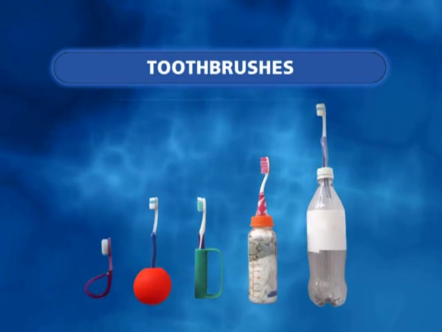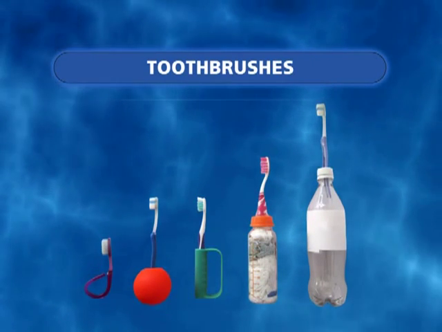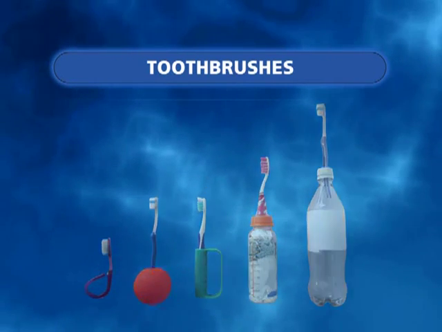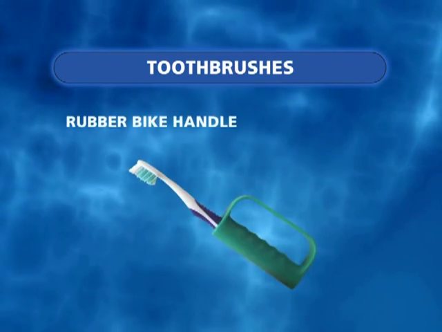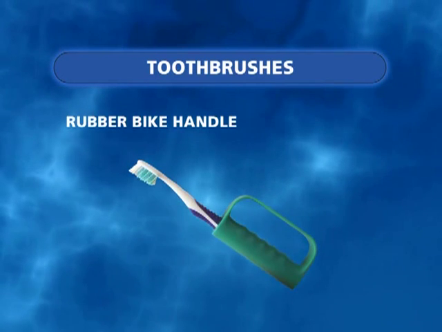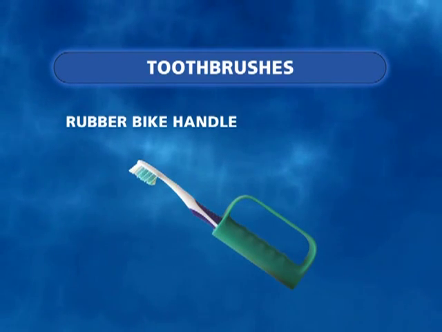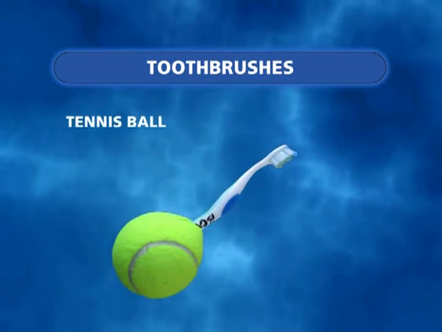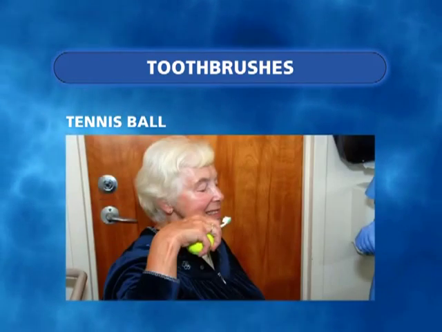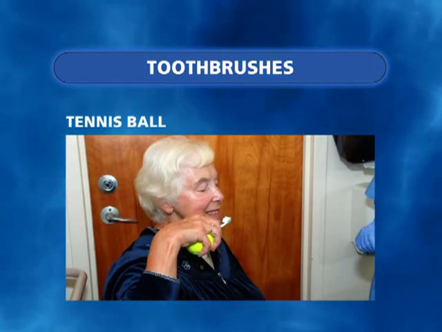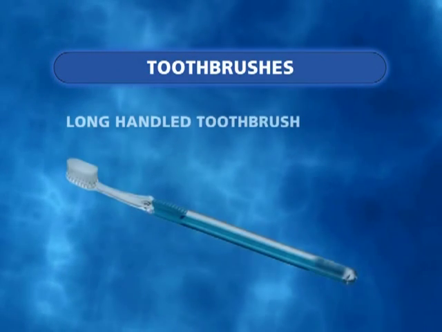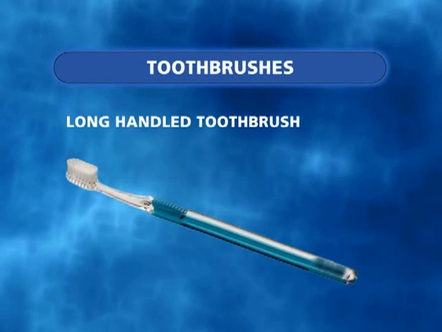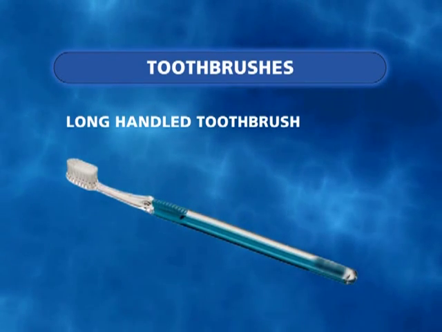Specialty grips can be custom made to meet the needs of individual residents. Some examples of specialty grips include a rubber bike handle. This provides a better grip for residents that don't have good manual control. A tennis ball is good for residents that cannot grasp the small handle of a regular toothbrush. Long-handled toothbrushes are also available for residents that cannot fully bend their arms.